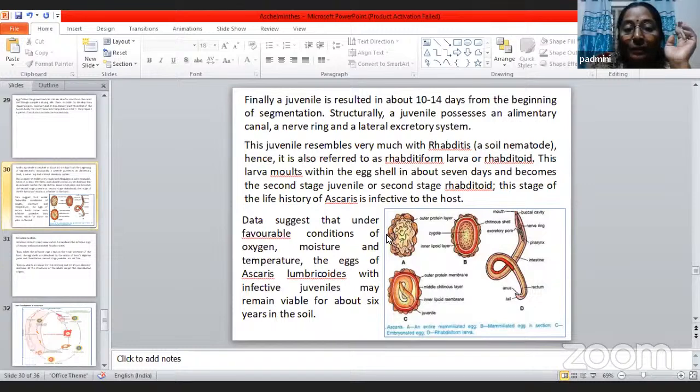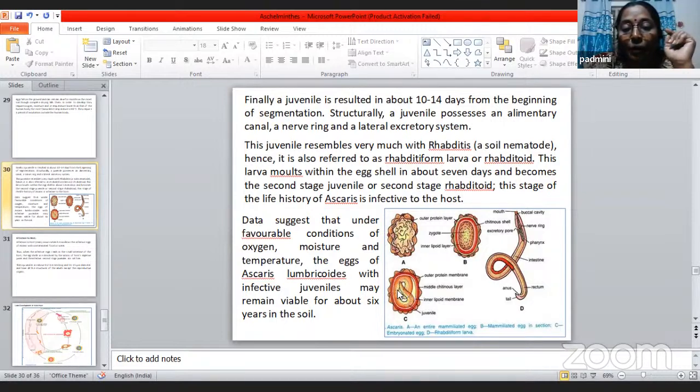So this is the rippling wave-like structure you find in the eggs of this Ascaris, the outer protein layer. Then you have a zygote and an inside lipoidal layer. This is how they look. And inside, the development occurs and different cleavages form, and two or three larval forms are found inside them.